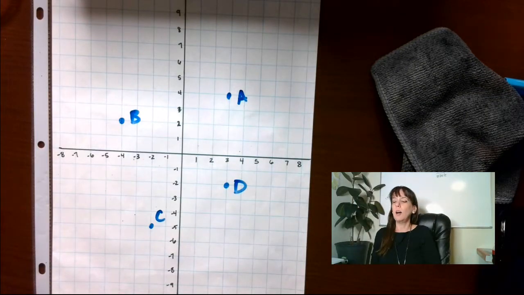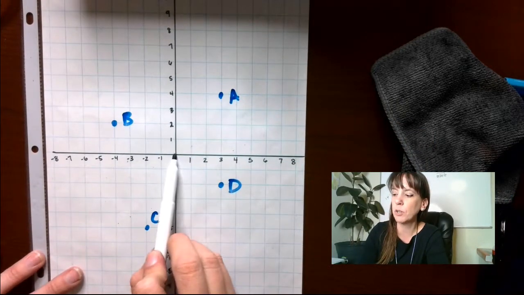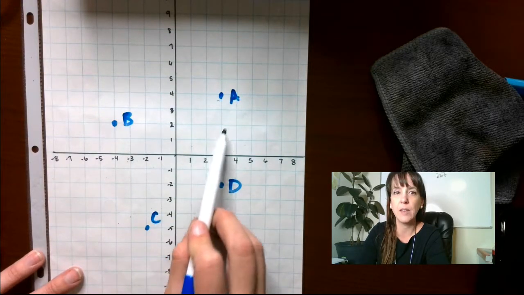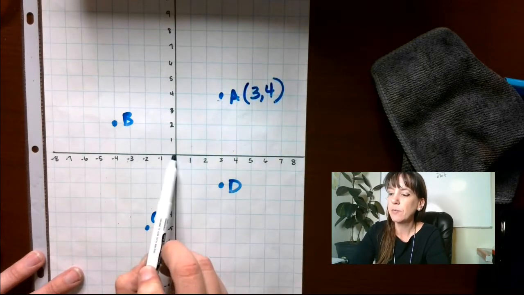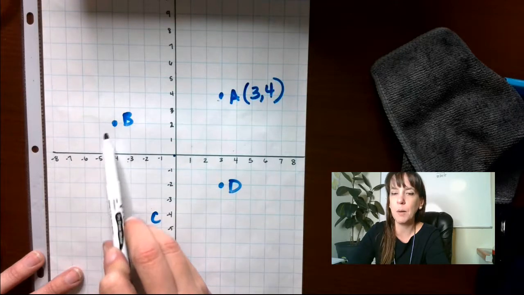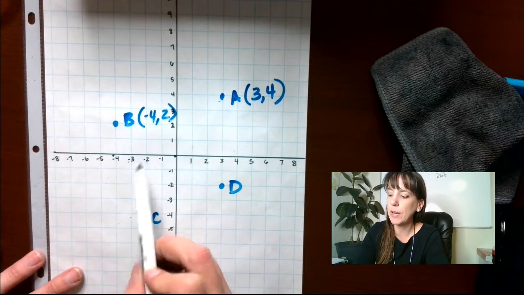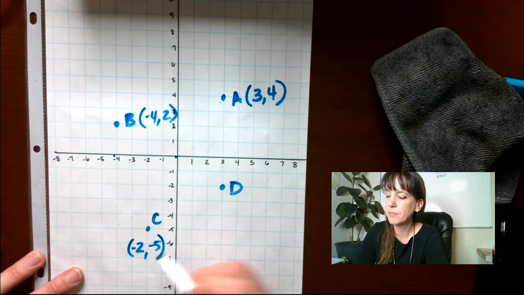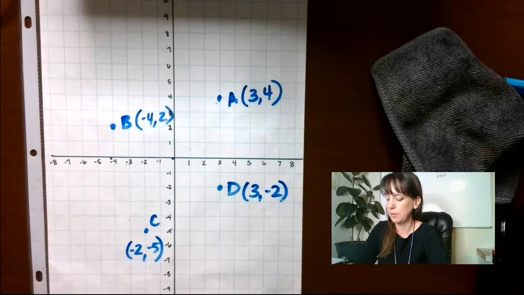Okay, so take a minute, figure those out. Pause it if you need to, and then come on back. All right, guys. So again, we always do our x, y first. So we're going to start from the origin. I'm going to do A first. We go over 3, and then we go up 4. So the coordinates would be 3, 4. For B, we go over -4, up 2. -4, 2. For C, we go over -2, and then down -5. For D, we go over 3, down -2. Excellent.